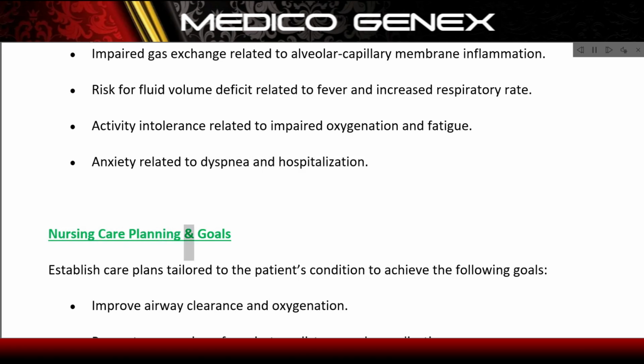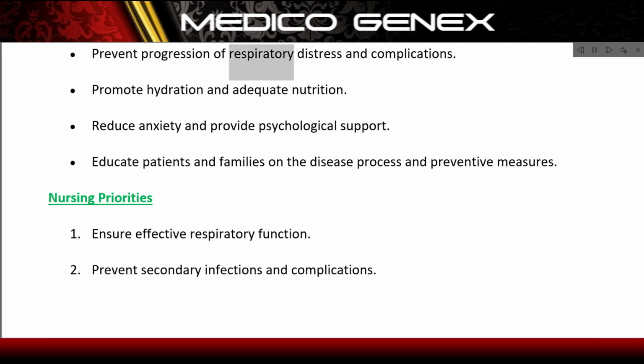Nursing care planning and goals. Establish care plans tailored to the patient's condition to achieve the following goals. Improve airway clearance and oxygenation. Prevent progression of respiratory distress and complications. Promote hydration and adequate nutrition. Reduce anxiety and provide psychological support. Educate patients and families on the disease process and preventive measures.